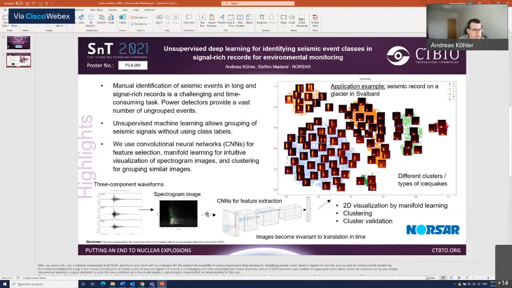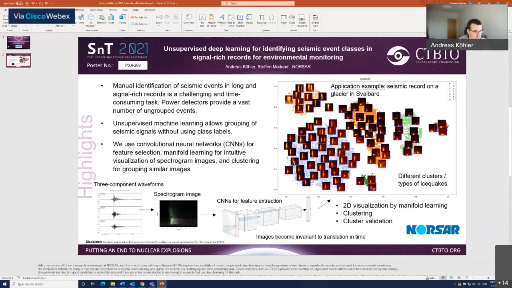And then we visualize these features in two dimensions. The last part is also crucial because it allows us to actually evaluate if an obtained clustering makes sense given the domain knowledge available. We apply the methods to different data sets in environmental seismology. Here we show results for a seismic record from a glacier in Svalbard. And in this case, we found that different groups of ice quakes could be identified, as you see here on this figure.